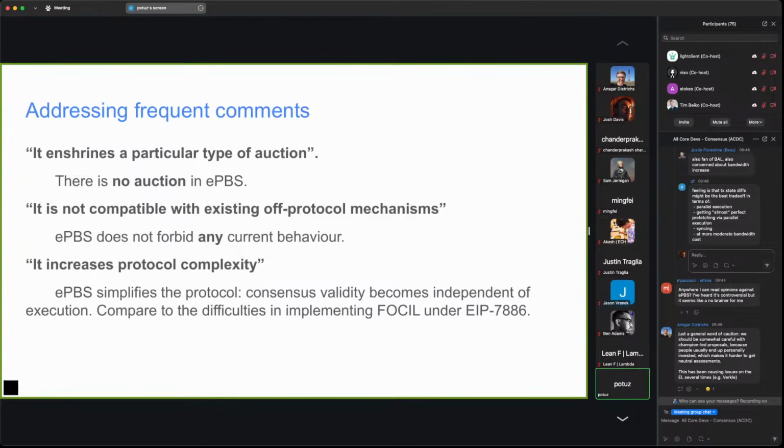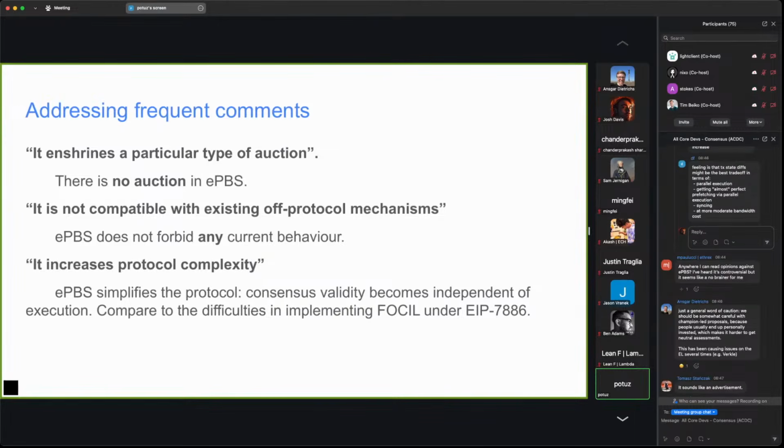What happens is that the payload has to be signed by someone. That's just for simplicity, and that can be changed at any time in the future. In fact, all of the proposals that we have for APS, execution tickets, and so forth rely on this separation of the payload from the block. So they rely already on the feature that ePBS produces minimally. It is not compatible with existing off-protocol mechanism.